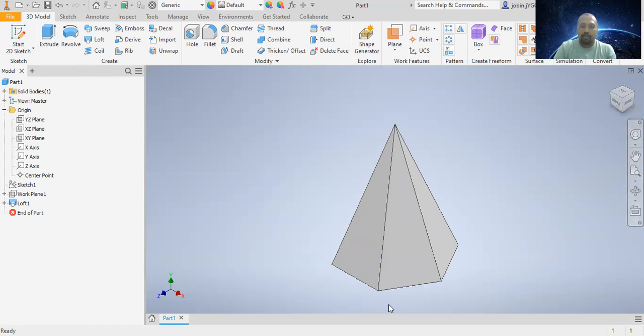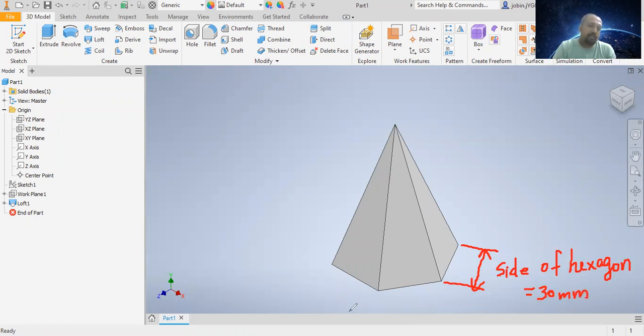Okay, so this is my object, and it is given that this is the side of the hexagon. It is given that it is equal to 30 millimeter.